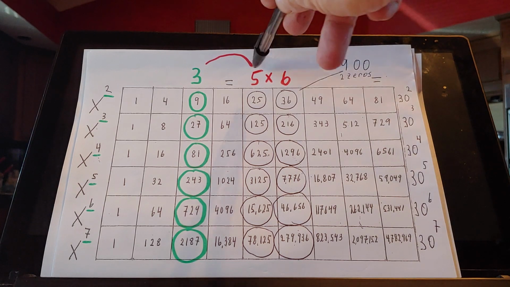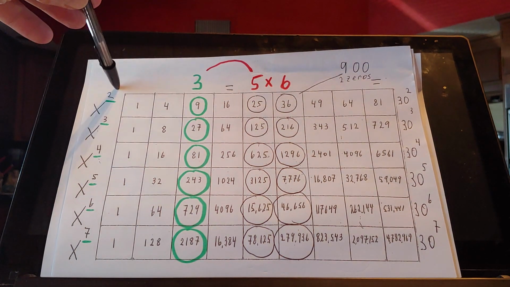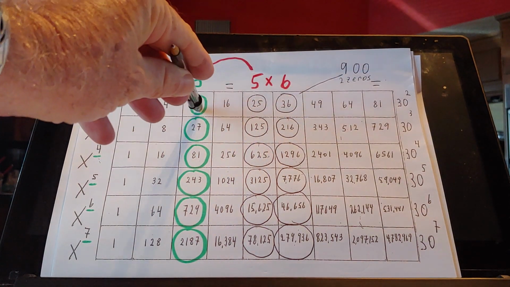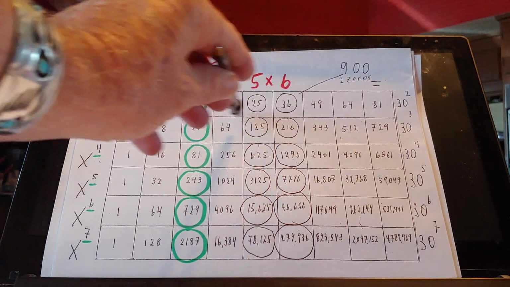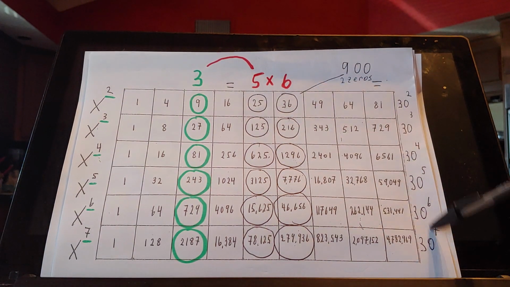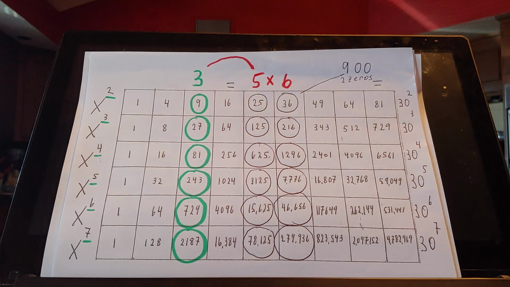So we know that 5 times 6 is 30. That's a 3 with 1 zero. Then 25 times 36 will be a 9 with 2 zeros. 125 times 216 will be 27 with 3 zeros, etc., etc. And you can see we're getting the sequence here. 30 squared, to the 3rd, to the 4th, to the 5th, to the 6th, to the 7th.